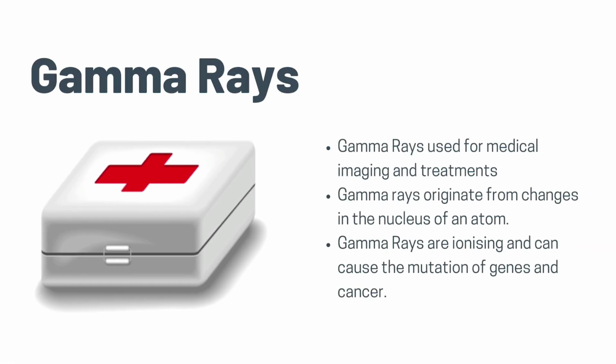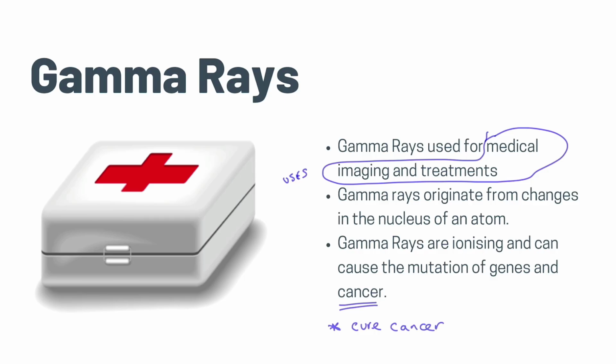Finally, we have gamma rays. They are used for both medical imaging and treatments. So the uses are two things. They originate from changes in the nucleus of the atom. That's interesting. Let's talk about that later. And gamma rays are ionizing. Just like X-rays, it means that they can cause the cells to mutate and can cause cancer. But they can also cure cancer. What a fickle thing gamma rays are.